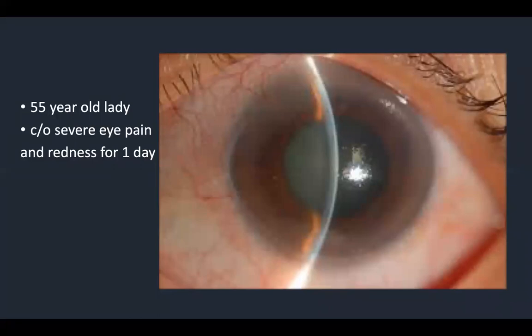Is there any previous history of glaucoma? Any family history of glaucoma? Any history of trauma? Any previous history of use of steroids? Any history of using any medication like anti-glaucoma medication? History of previous surgeries?